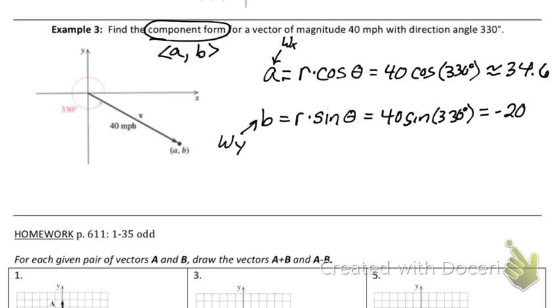To finish this problem off, I actually have to write it in the form 34.6, comma, -20. And that should be more of an arrow. So you have to put it in that form to be 100% correct.